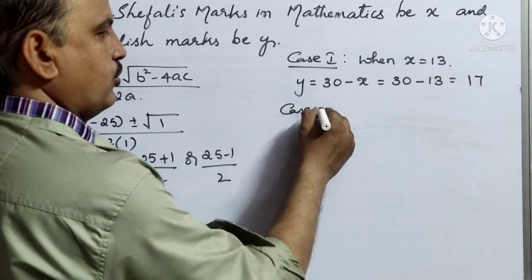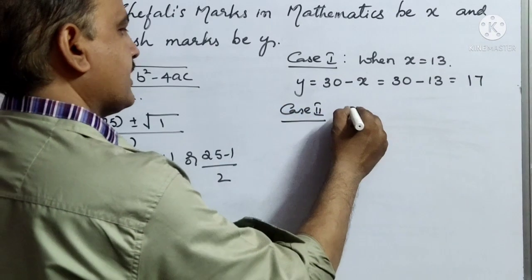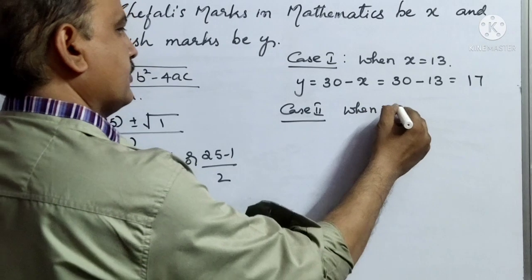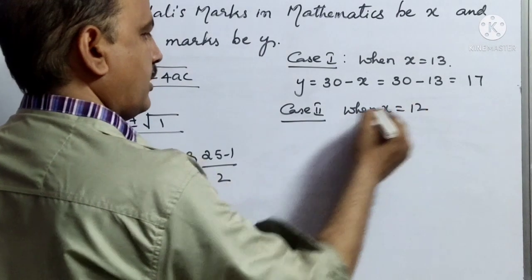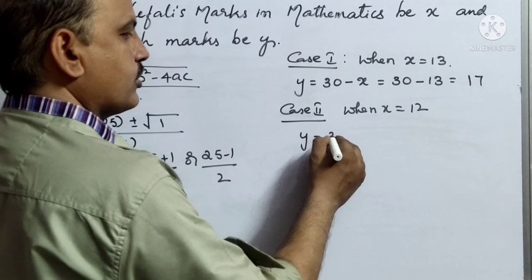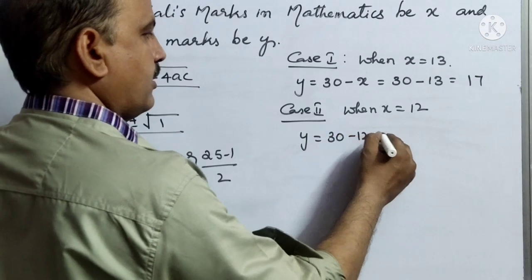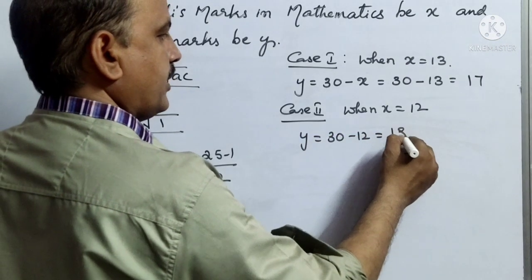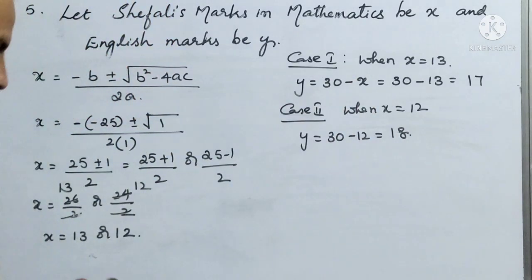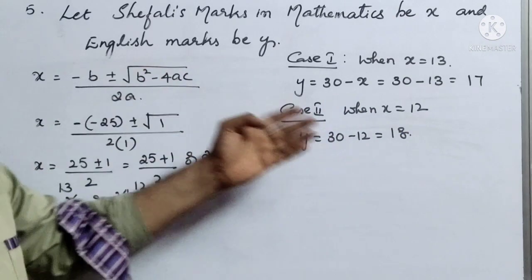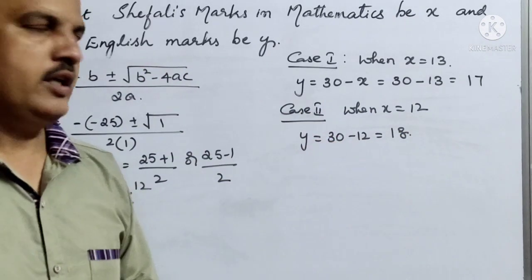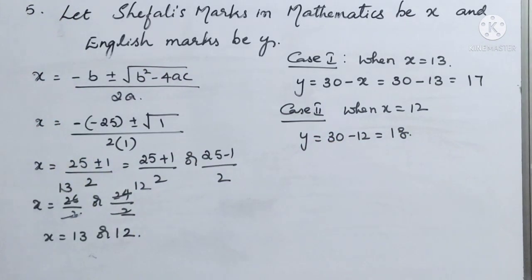Next, case 2, when x equals 12. Therefore, y equals 30 minus 12, that is equal to 18. That means when she scored 12 marks in mathematics, she scored 18 marks in English. So like this you have to find out.